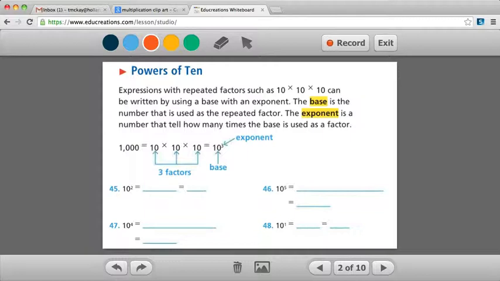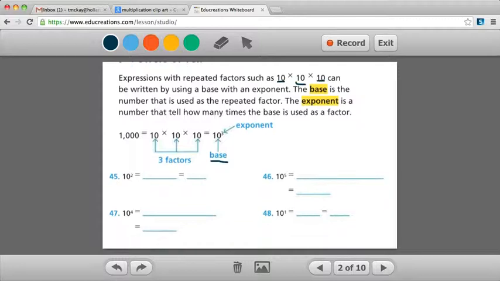If we look at this, it says powers of 10 are expressions with repeated factors such as 10 times 10 times 10 can be written by using a base with an exponent. So if we look at this down below, we can write this with a base, which is 10, and how many 10s are there? Well, if you come back up top, 10 times 10 times 10, we can see that there are 3. So you would write it with an exponent.